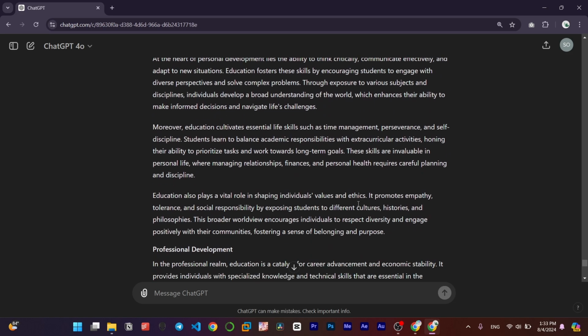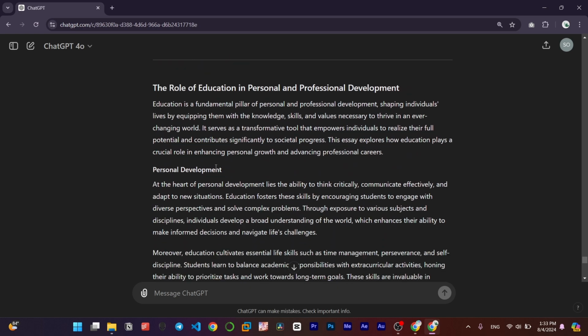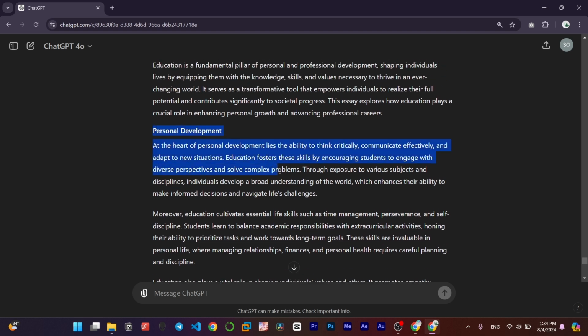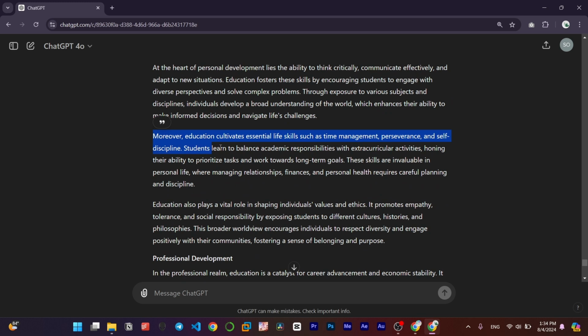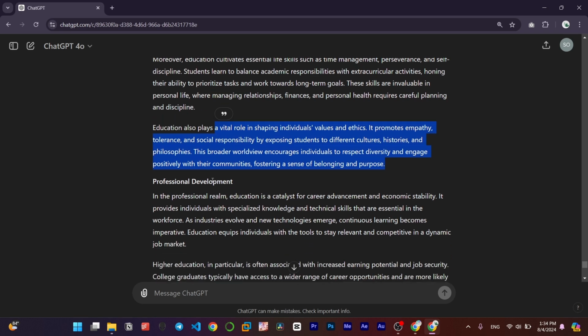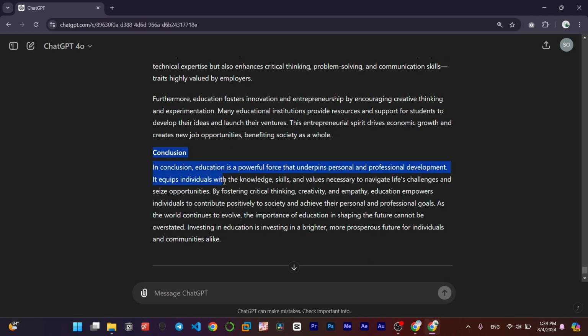It considers all of the rules of an essay, for instance, introductions, then division of the text by separate topic ideas, then diving more into the details and maybe providing examples. As you see, talking about a special subject, personal developments, and moreover, it provides you more details in another paragraph. And finally, another perspective, professional developments, and finally, we have a conclusion.